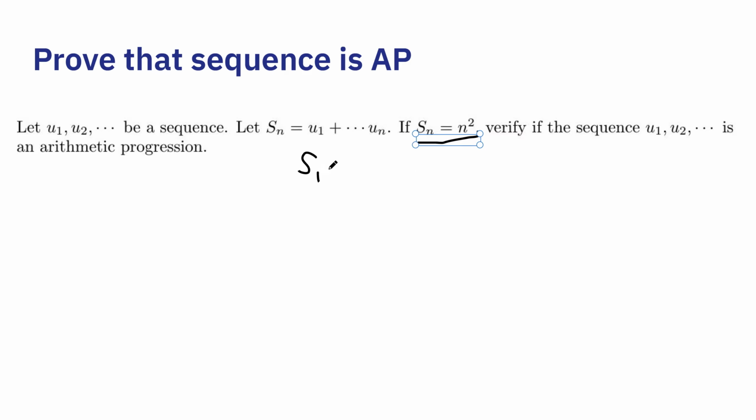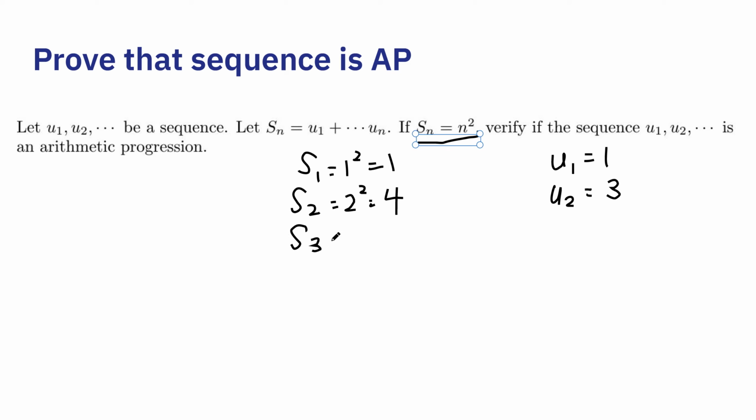So S1 will be equal to 1 squared, which equals 1. And since the sum of the first term is equal to the first term itself, this will mean that U1 equals 1, right? Okay, now S2 equals 2 squared, which equals 4. So the sum of the first two terms is equal to 4. Since the first term is 1 already, the second term should be 3.